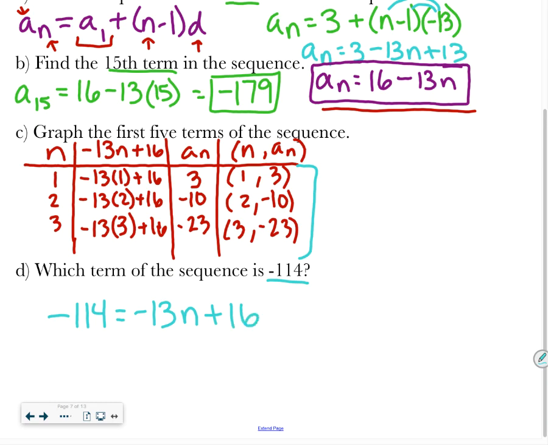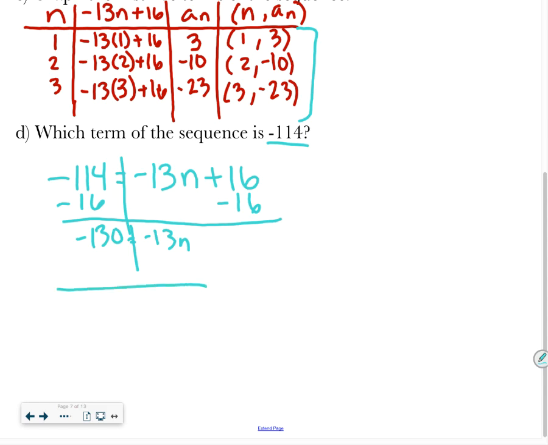So now I say negative 13n plus 16. And I know I flipped this around from the equation that we wrote. I prefer to have the variable first. That's the only reason that I have it flipped around. So I have negative 114 equals negative 13n plus 16. So if I subtract 16 from both sides, I have negative 130 equals negative 13n. And if I keep solving, I can divide both sides by a negative 13.